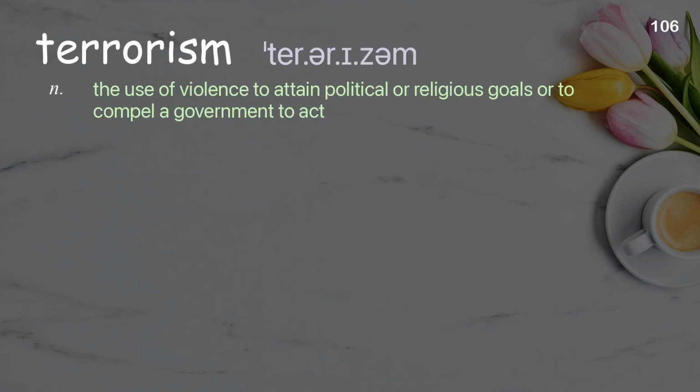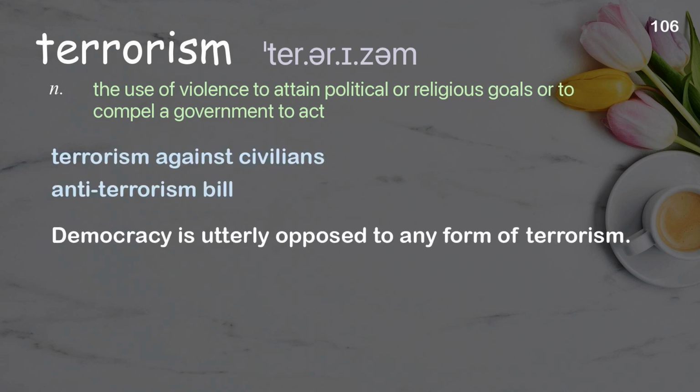Terrorism: the use of violence to attain political or religious goals, or to compel a government to act. Examples: terrorism against civilians, anti-terrorism bill. Democracy is utterly opposed to any form of terrorism.